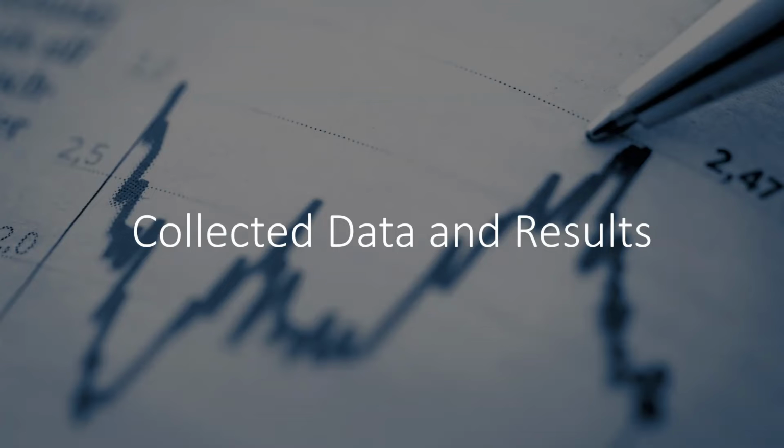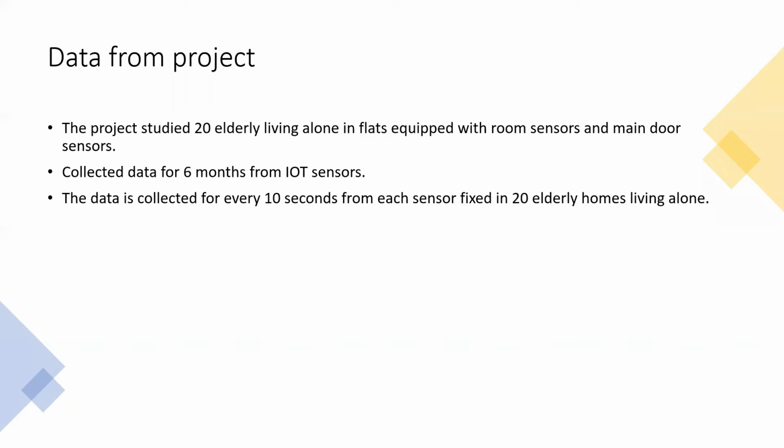As we continue, I'm going to discuss the collected data and results of this project. Going on to the next slide. The project studied 20 elderly living alone in flats or their homes, equipped with room sensors and main door sensors. Data was collected for 6 months from IoT sensors. The data is collected every 10 seconds from each sensor fixed in the 20 elderly homes.